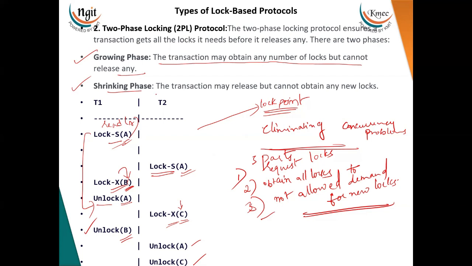And coming to the shrinking phase, the transaction may release but cannot obtain new locks. This transaction, which has acquired the locks, after it reaches the lock point, does all the operations on the data item and has to release the locks which it has obtained. But when it is going to release the locks, it is not allowed to obtain any more new locks. That is known as the shrinking phase.